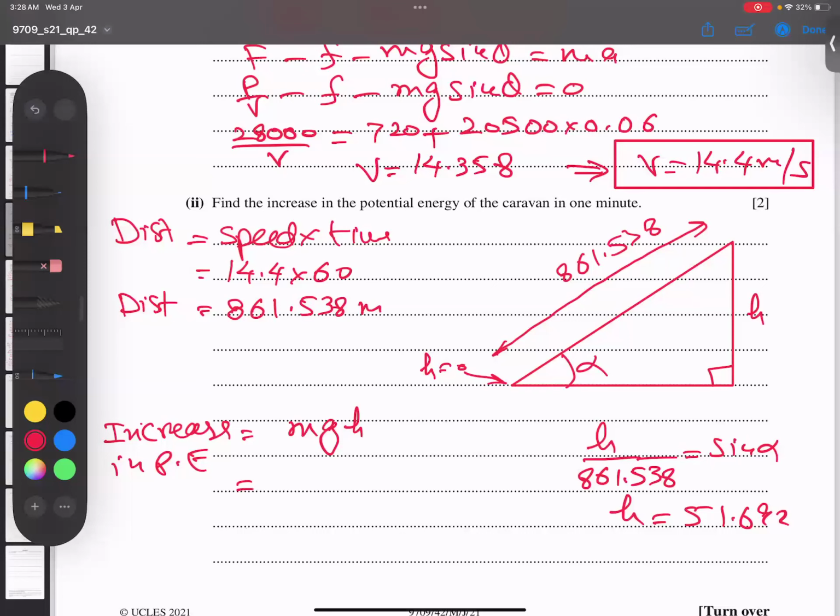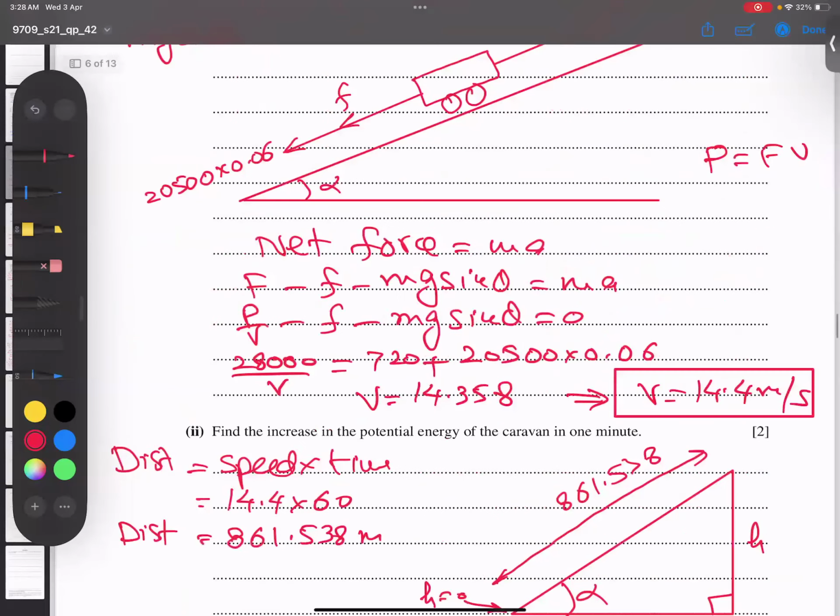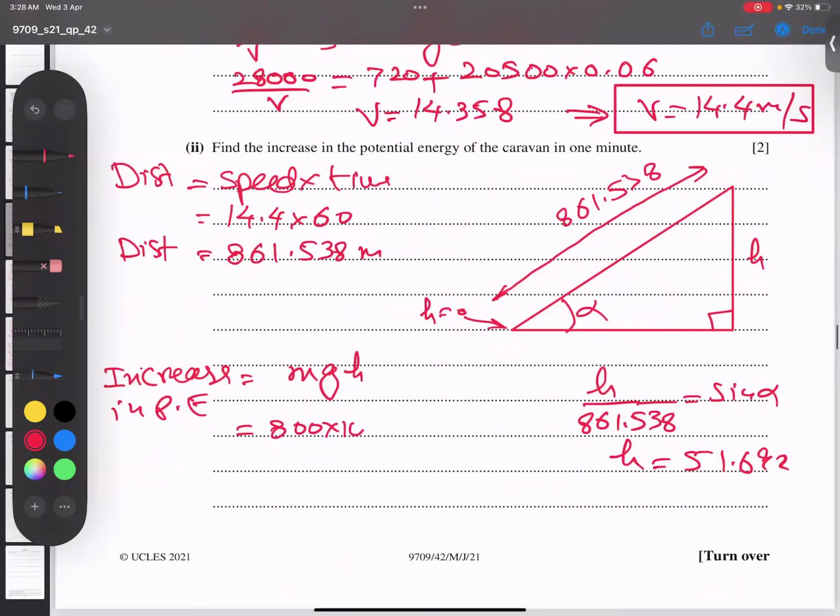Mass is what here? Because he talks about the caravan. So in 1 minute he talks about, and what is the mass of the caravan? We have 800. So 800 times 10 gravity, and height is 51.692. And if I calculate this answer, I get here 413,538.46 joules. Okay, but we need kilojoules, and 4 because of rounding.